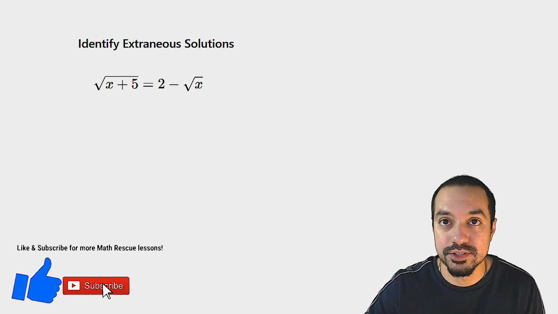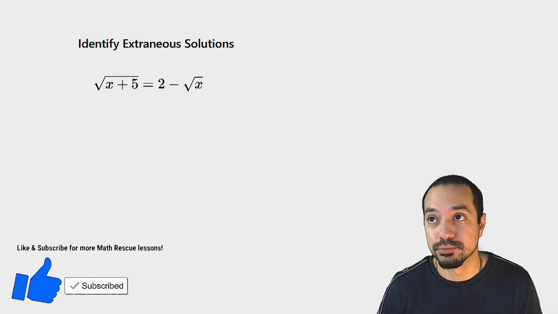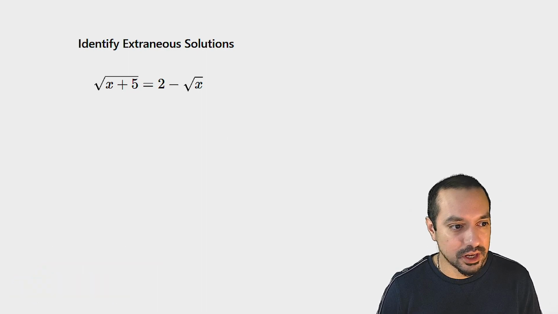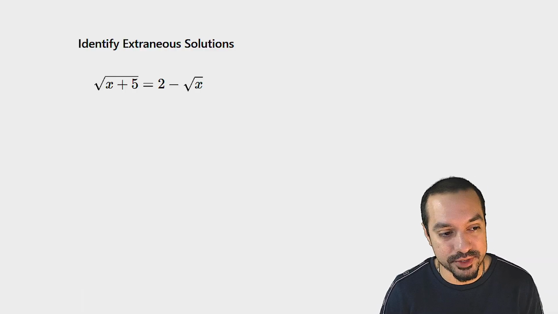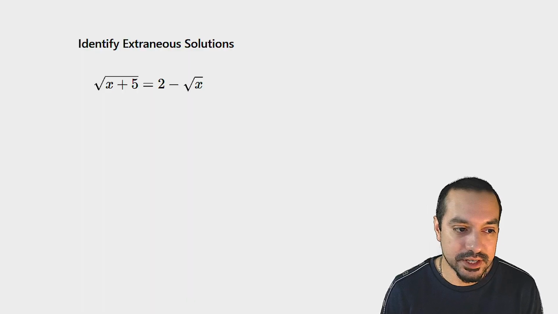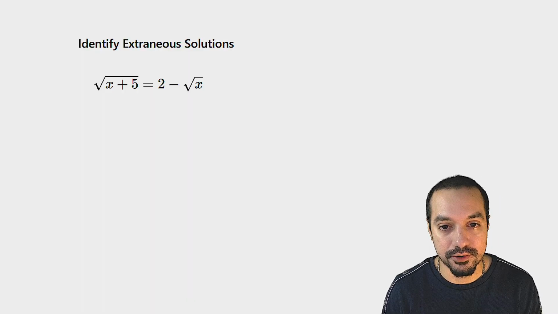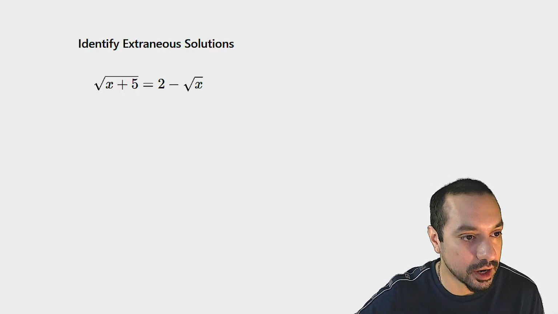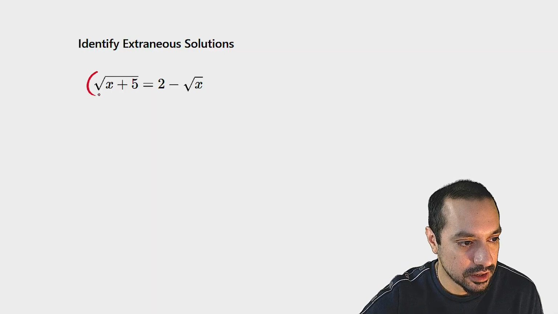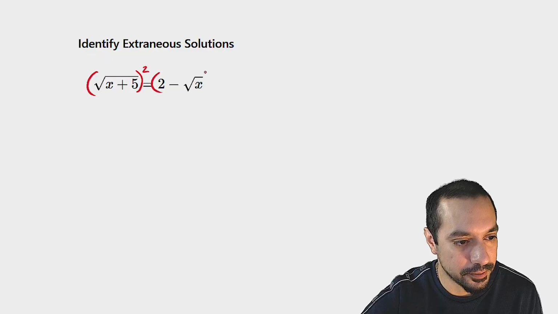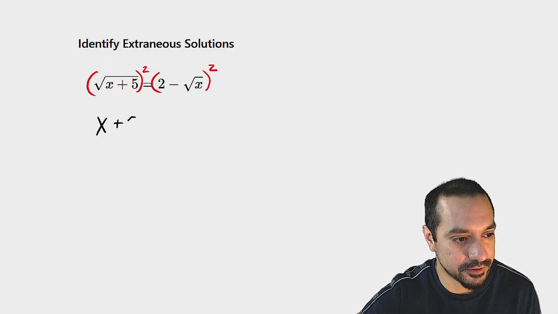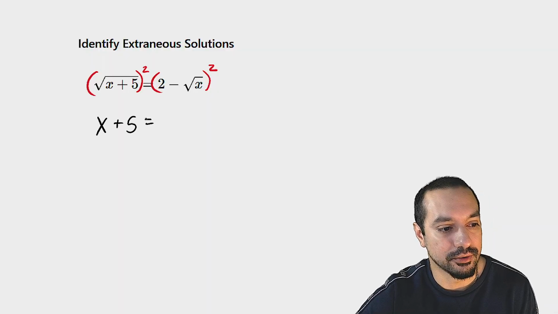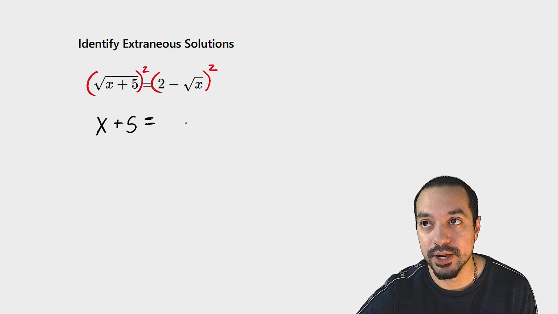So this question here is kind of a red flag for possible extraneous solutions because we have square roots and variables on both sides. The left-hand side has already been isolated for the radical, so I'm going to start by squaring both sides. That'll allow me to get rid of this first radical. On the left-hand side, it cancels cleanly, and I just get x plus 5. On the right-hand side, we have to square that binomial.